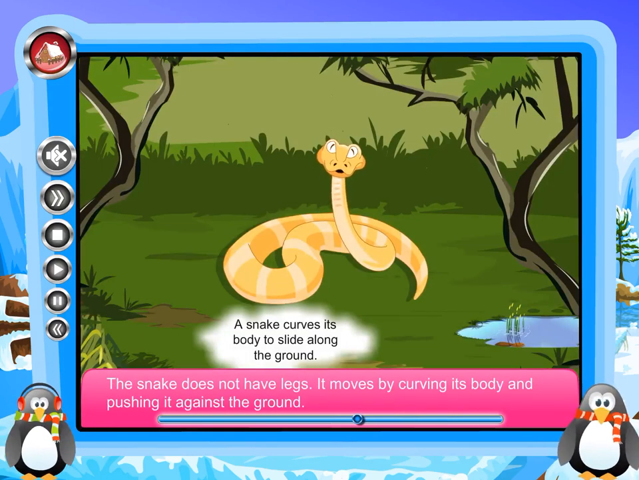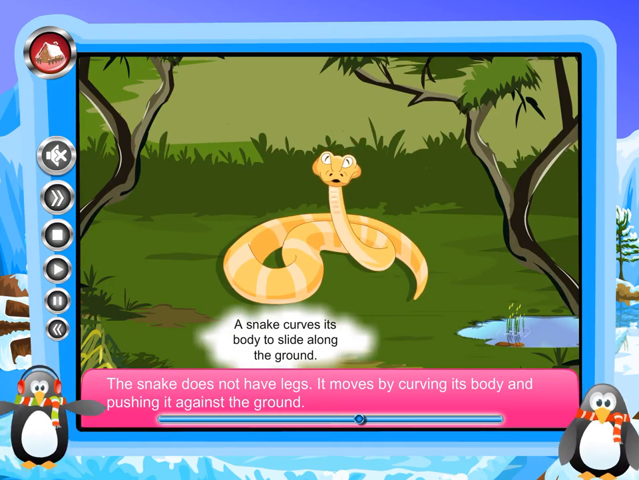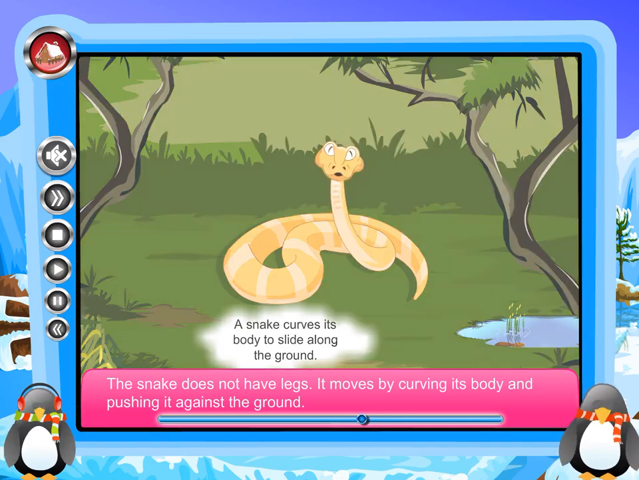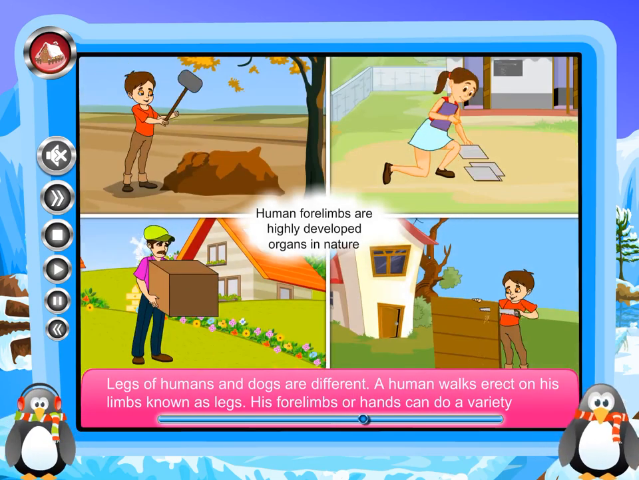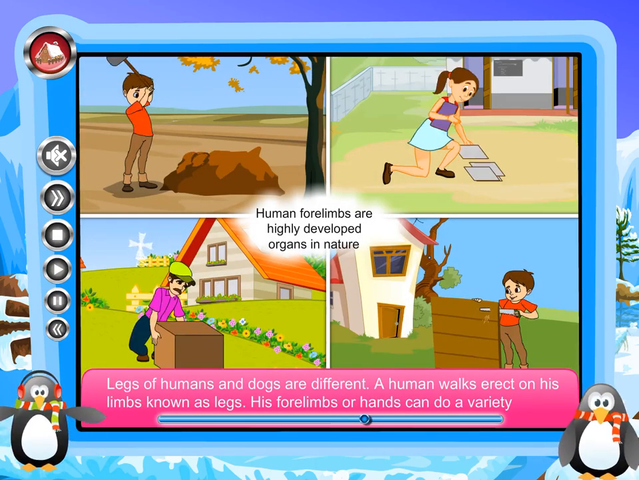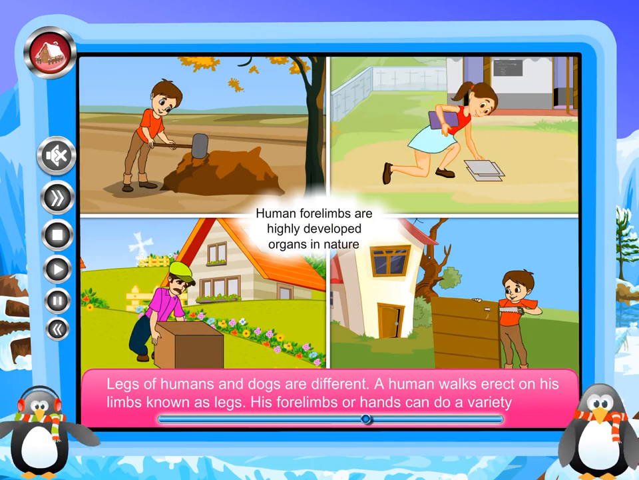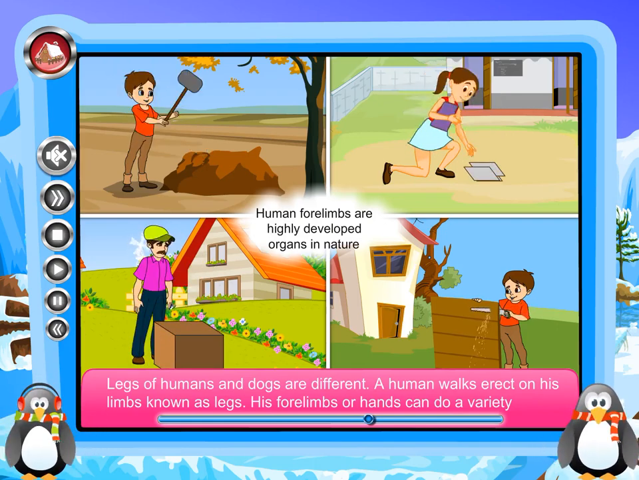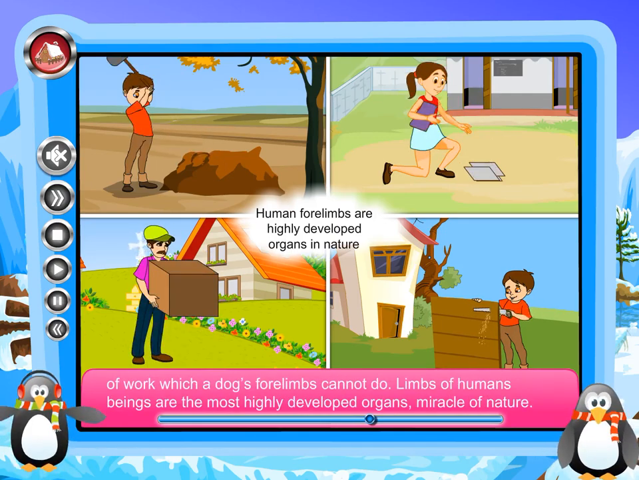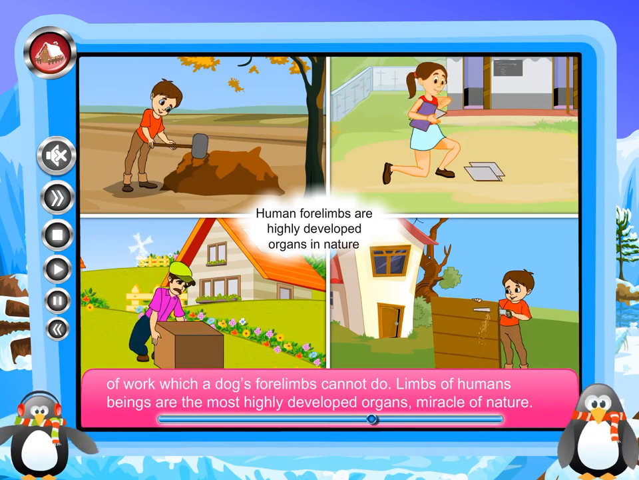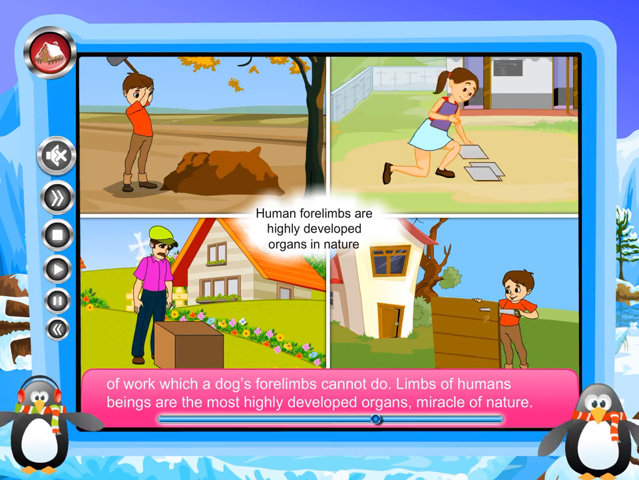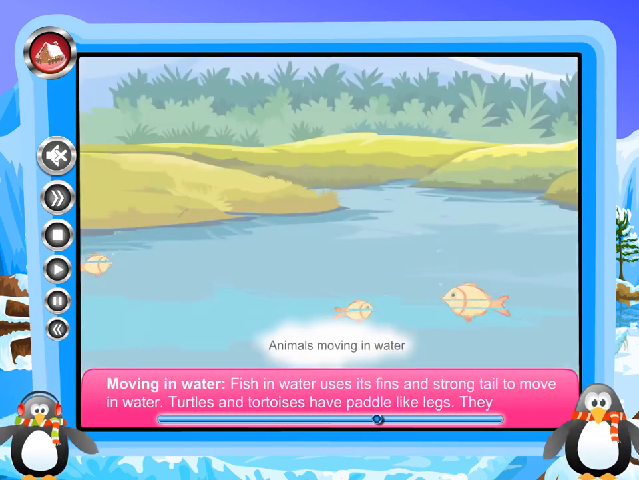The snake does not have legs. It moves by curving its body and pushing it against the ground. Legs of humans and dogs are different. A human walks erect on his limbs, known as legs. His forelimbs or hands can do a variety of work which a dog's forelimbs cannot do. Limbs of human beings are the most highly developed organs, a miracle of nature.